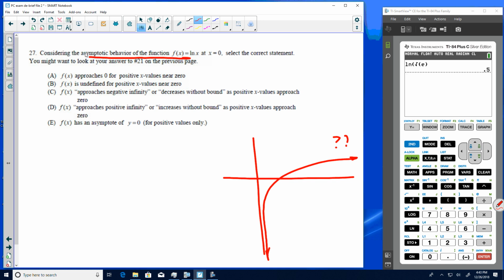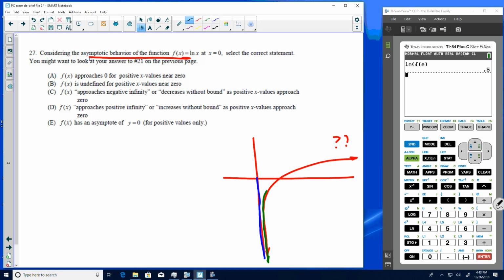The only asymptote in the picture is this negative y-axis. So the curve gets closer and closer and closer to that negative y-axis, but never reaches it. Okay, so going down to infinity. And if we look at the choices, now this was probably the hardest question on the test because you had to actually understand what asymptotes were.